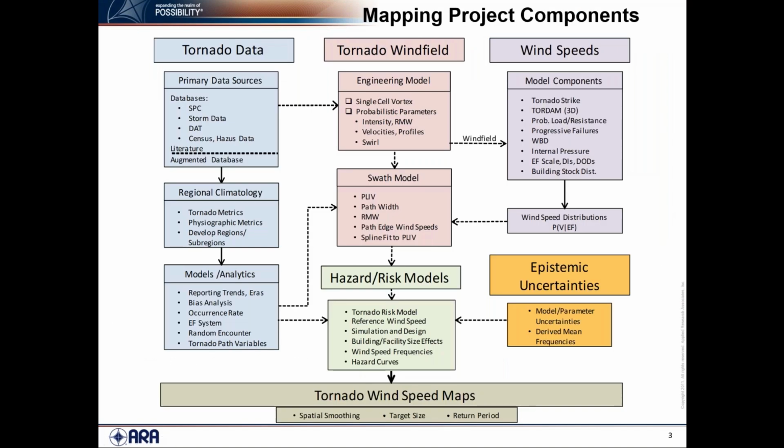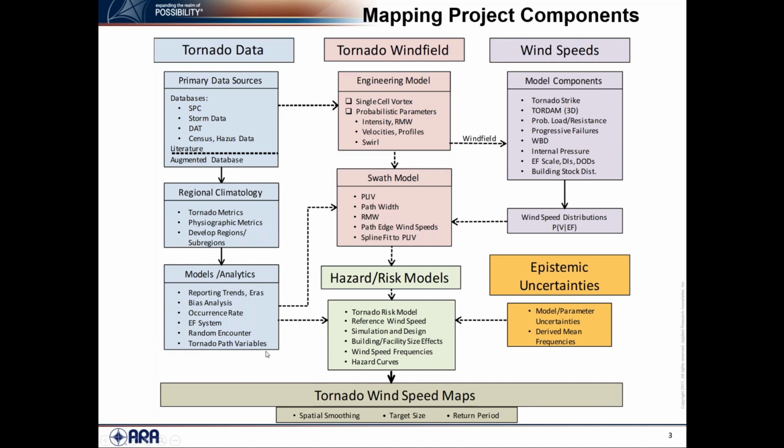So this slide, I could spend 2 days talking about this slide, and we're just going to give you a couple of slides each on a lot of the different subtopics throughout here, but this gives an overview of the whole project. So first, on this left side with the blue boxes, tornado data, we looked at a large number of sources for tornado data, including the primary databases from SPC and Storm Data. We used a lot with the damage assessment toolkit. We used that to develop a regional climatology of tornadoes, and then did a lot of different models and analytics based on the reporting trends and bias analysis, occurrence rates, those sorts of things.